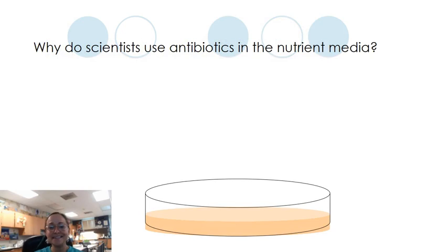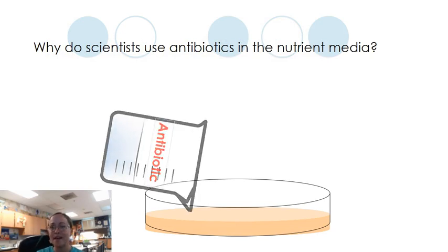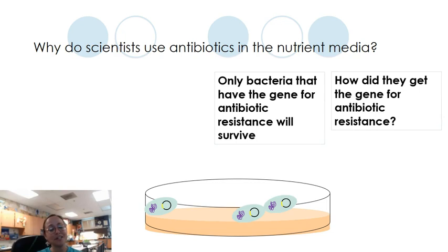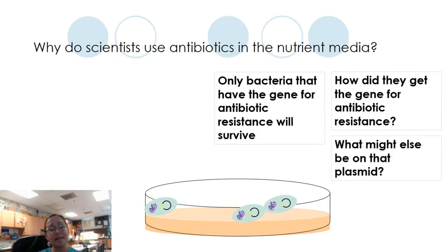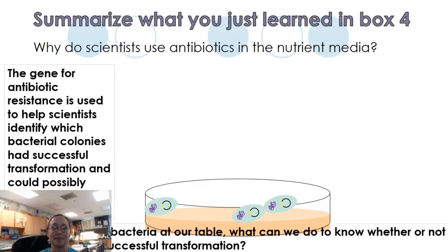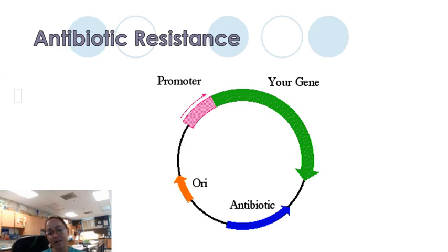So let's go ahead and see this. If you make the petri dish with antibiotics in the agar, any bacteria that did not have successful transformation, that did not take up your plasmid, don't survive. So now all of the colonies remaining on that nutrient medium will have the plasmid and have successful transformation. The gene for antibiotic resistance is really important to help you isolate which bacterial colonies actually had successful transformation.